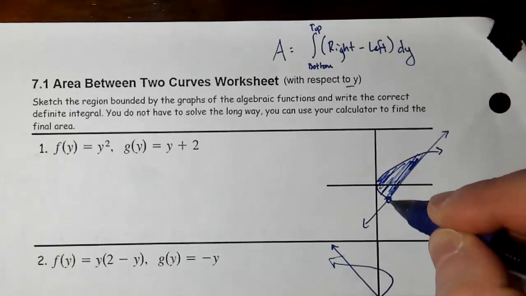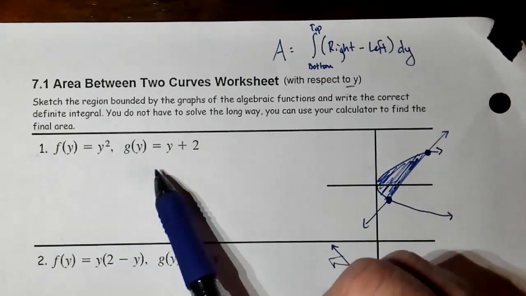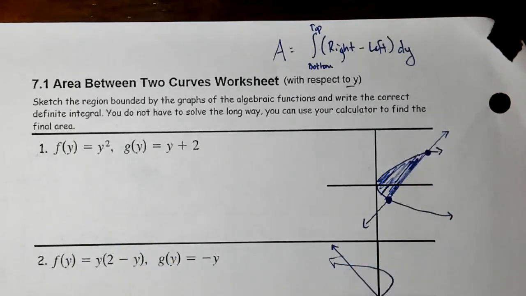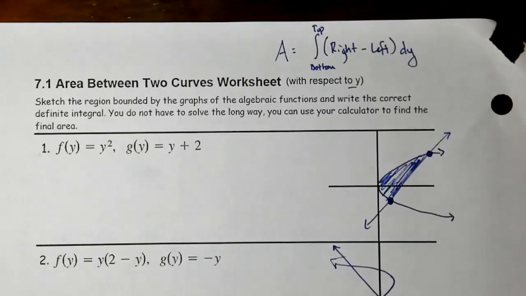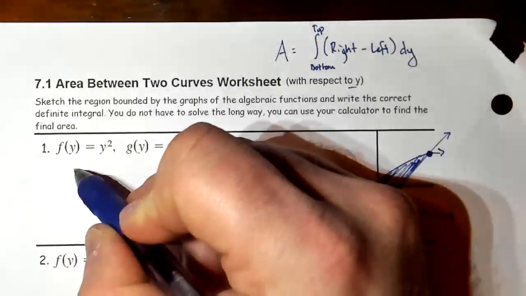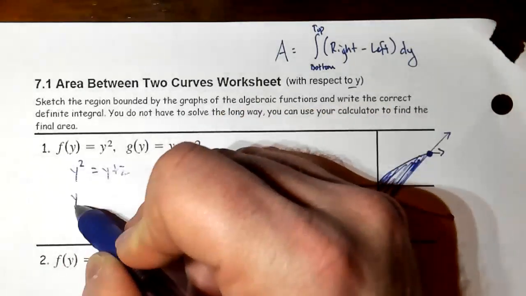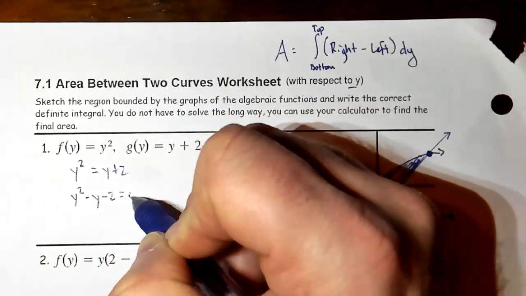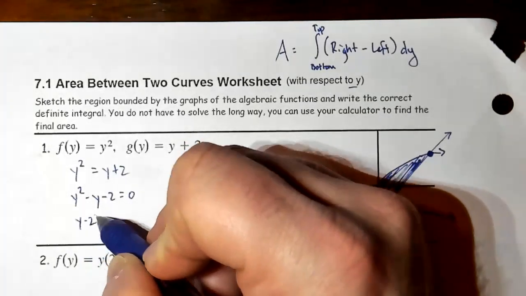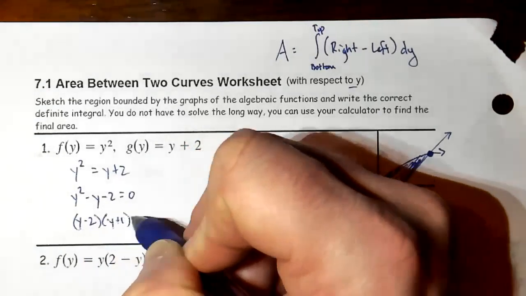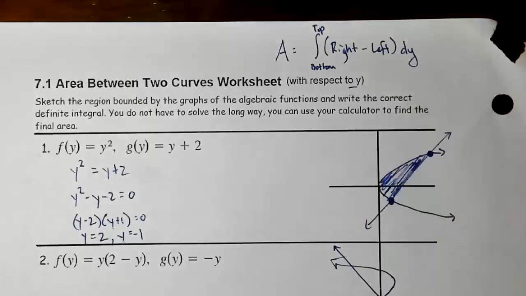And so really I need to come up with that y value and that y value. So you can set those two equal to each other. I'll do the first one first, and then I'll just tell you what the boundaries are, and you can try them on your own. But if you want to find the boundaries, you just do y squared equals y plus 2. So it's going to be y squared minus y minus 2 equals 0. And then just factor that. So that's going to be y minus 2 and y plus 1 equals 0. So we're looking at y equals 2 and y equals negative 1.